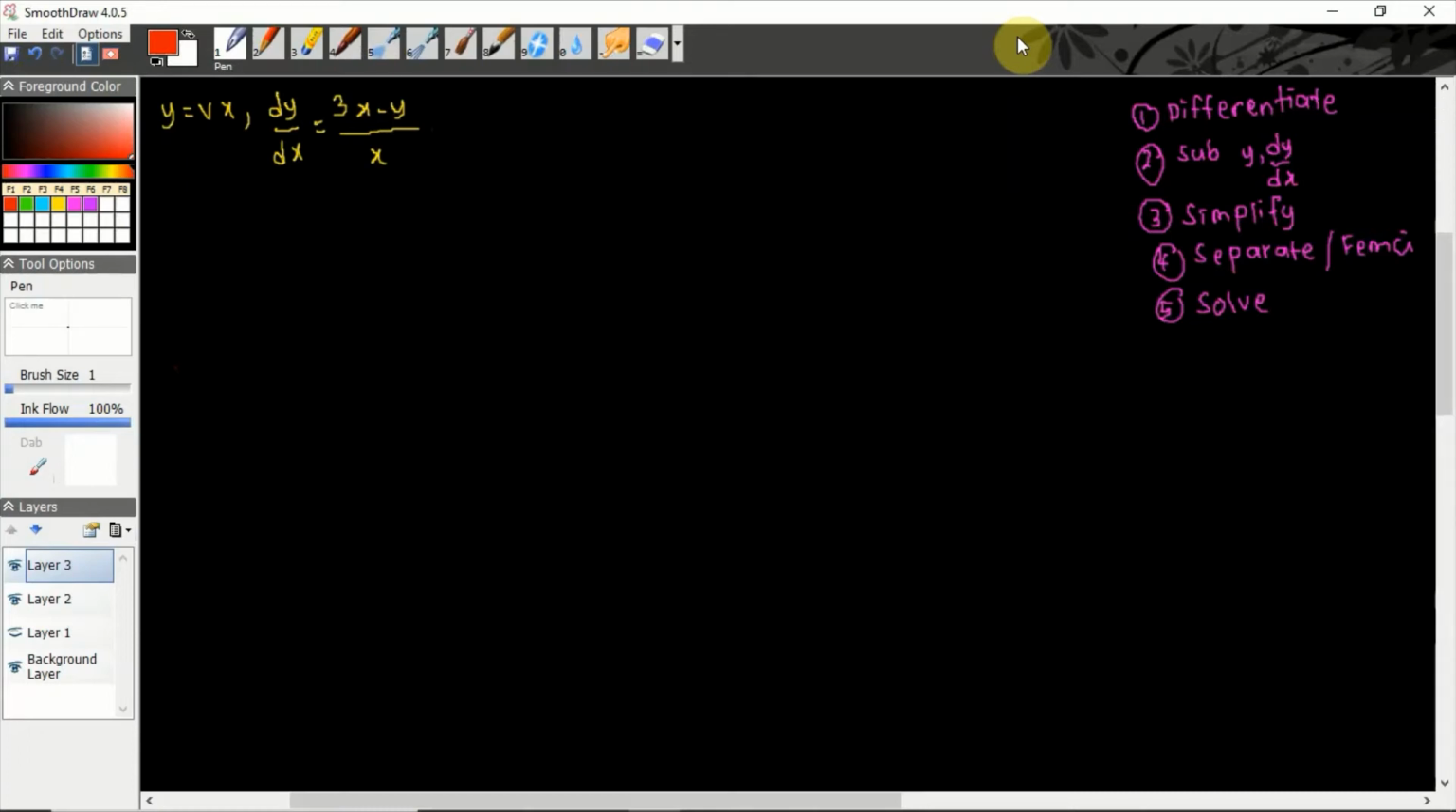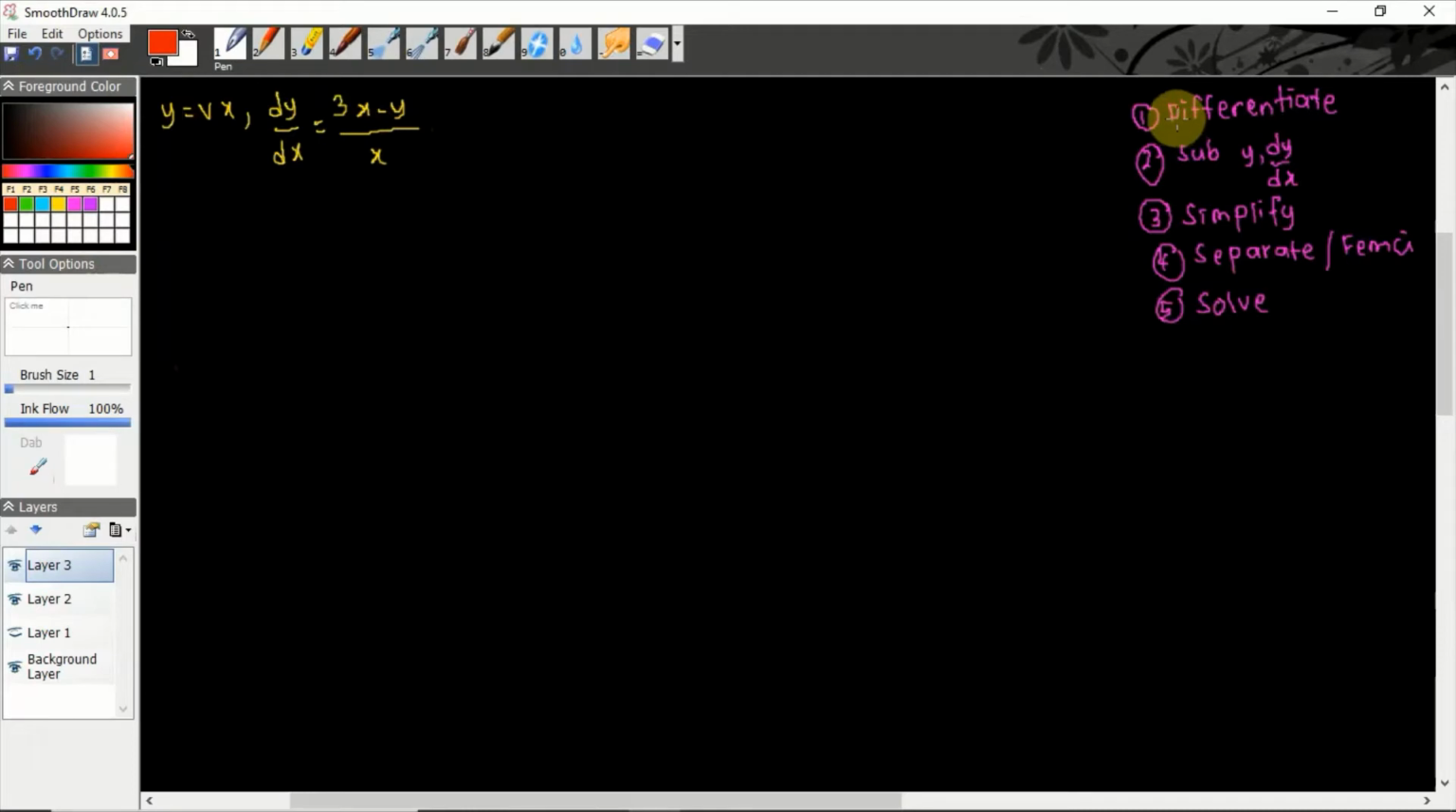Look at example 10.10 from your textbook. So this one also the same thing, using substitution. They said by using substitution, y equals vx, solve the differential equation dy/dx equals (3x minus y) over x. So we'll go through the same steps.